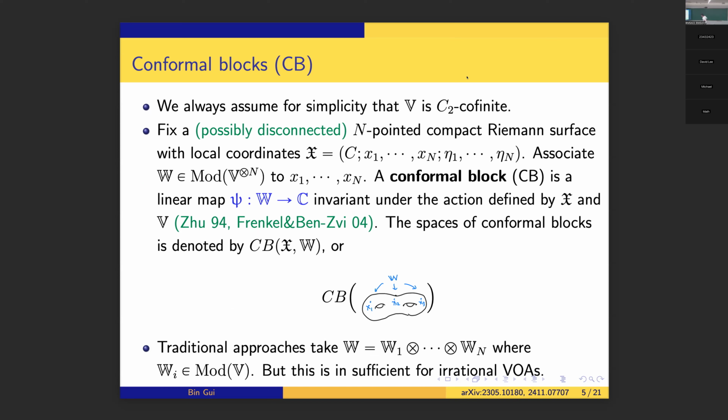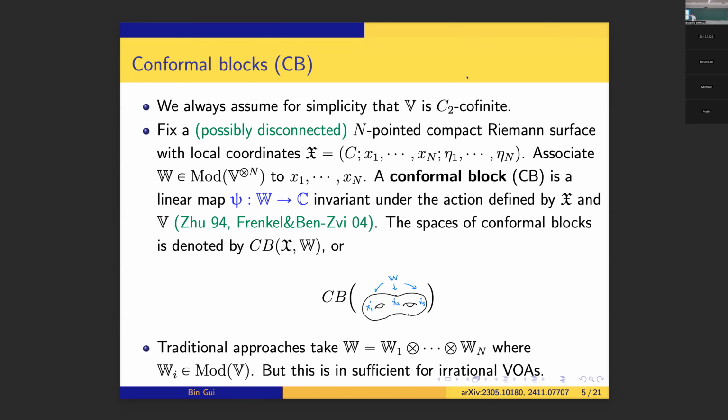So these are the basic data of a conformal block. First of all, in my talk, I will always assume for simplicity that my VOA is pseudo-cofinite, although some of the results could be applied to a broader class of VOAs. To talk about conformal blocks, I have to first fix a compact Riemann surface, not necessarily connected, and put some marked points on it. So here, P is a compact Riemann surface, possibly with several components, and x1 to xn are some marked points. This picture has 3 marked points, and at each marked point, I choose a local coordinate eta. A local coordinate just means a holomorphic injective function.